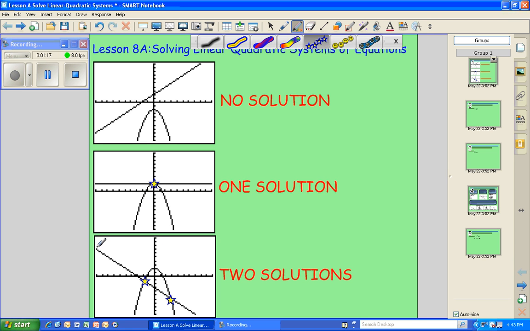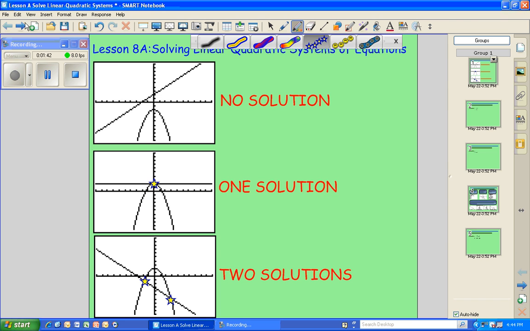And then the last scenario is when your line actually crosses through the quadratic in two separate places. And so this is what's going to happen probably most often: you'll come up with two distinct solutions. So you'll have a point of intersection for this spot, and then you'll have a separate point of intersection, which is a separate solution, at this spot.